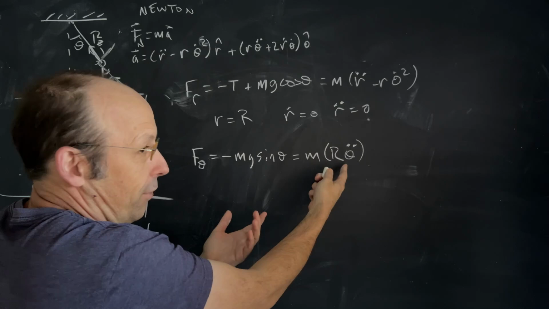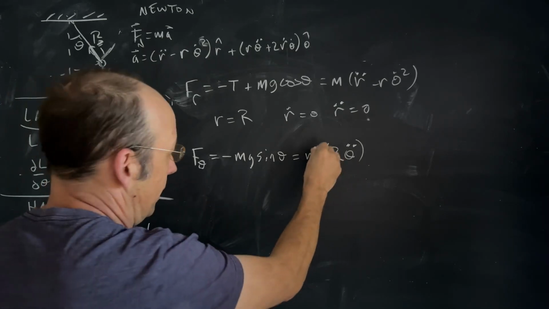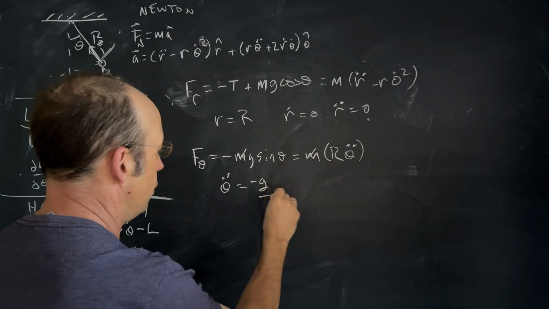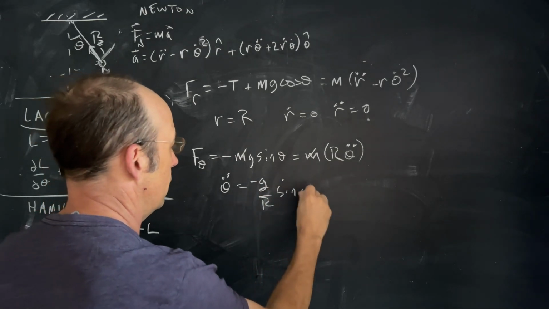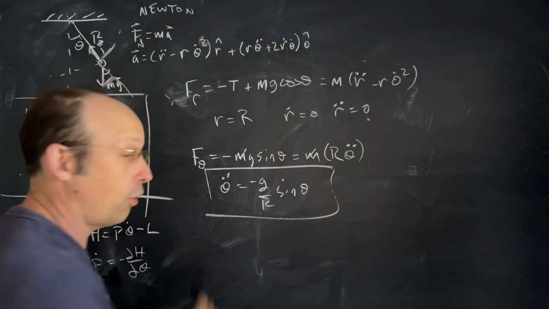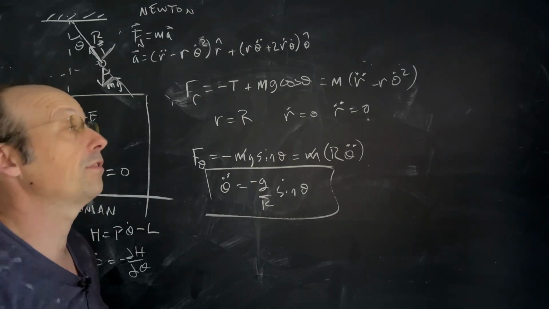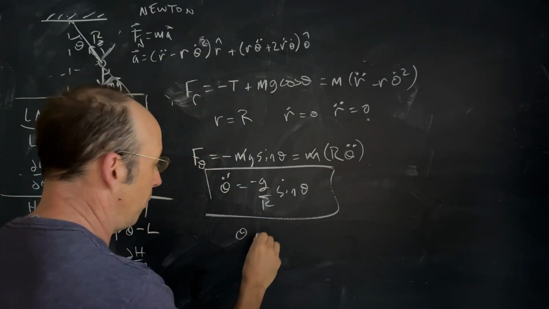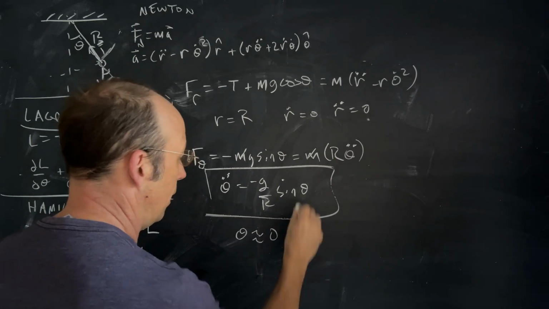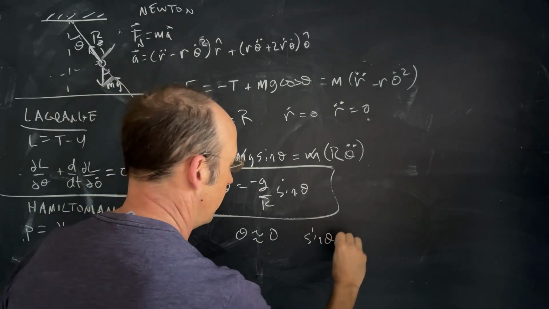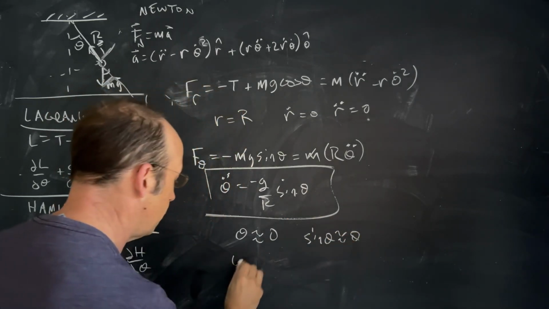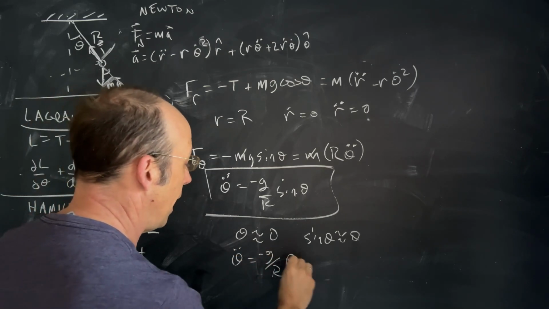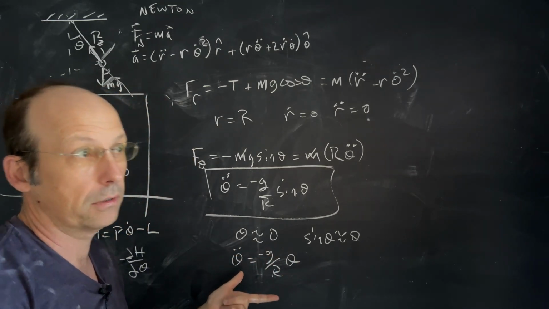So I can just solve this for theta double dot. Mass cancels, and I get theta double dot is negative g over r sine theta. And that is my equation of motion for a pendulum. We've seen that before many times. Of course, if theta is very small, then sine theta is approximately equal to theta. So I get theta double dot is negative g over r theta. And then you get simple harmonic motion.